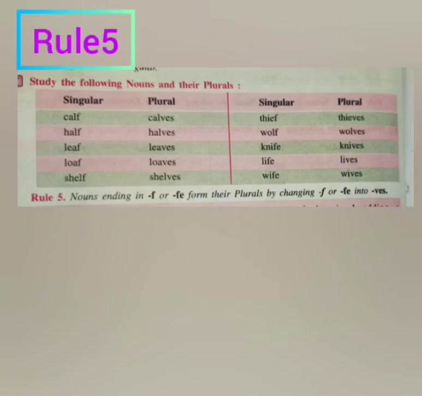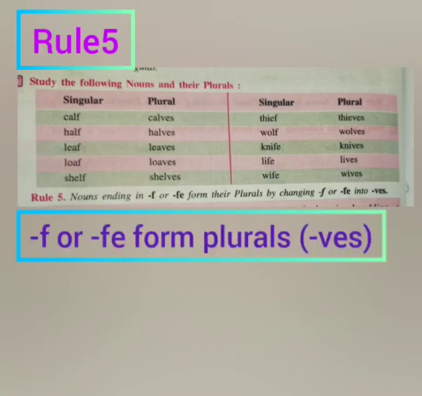Rule number 5 says, nouns ending in f or fe form their plurals by changing f or fe into ves. So whenever I have f or fe in singular, it will take the plural by having ves at the end, okay? And how we can do that? Let's see some of the examples.